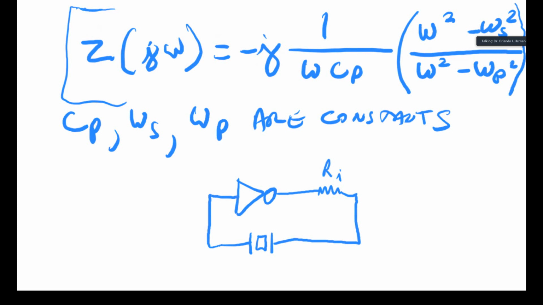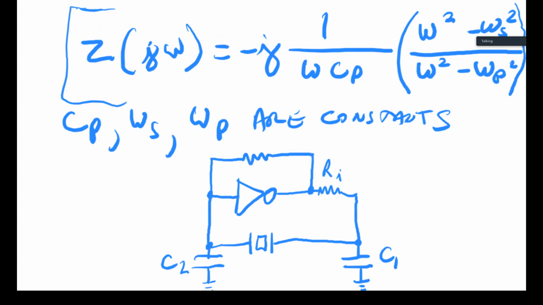Now the crystal also works with a pair of capacitors to complete the circuit, and this is something that you get out of the data sheet of the crystal. So let's call this C1 and C2, and then the other thing that you have is a feedback resistor here.